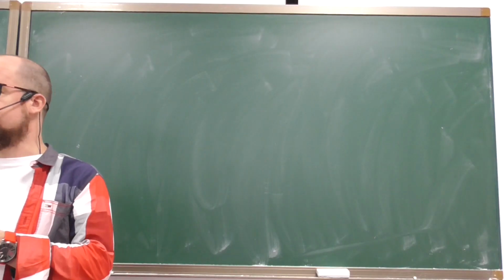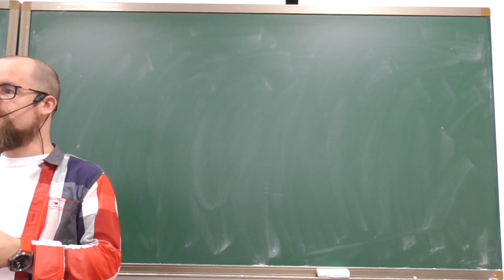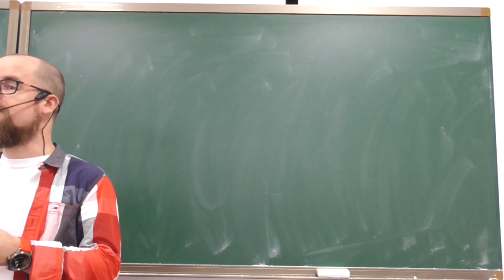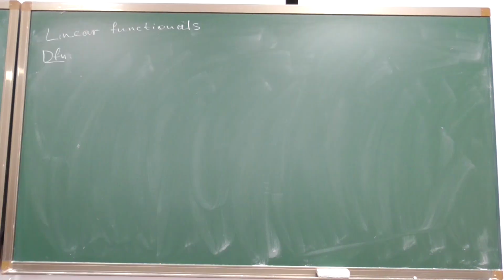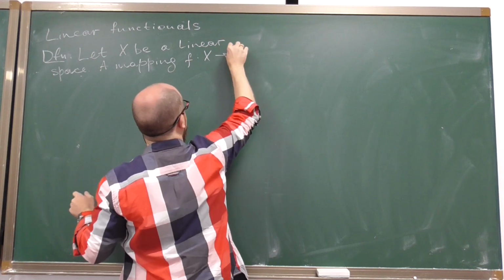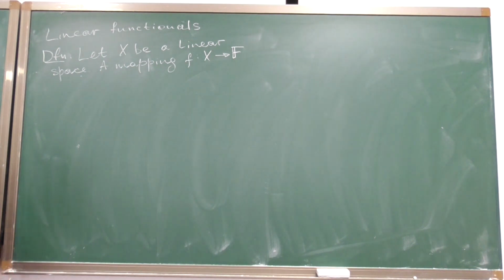In the previous lecture we considered the linear operators. Today we will consider a special type of linear operators called linear functionals. So let us start with the linear space and consider a mapping from this linear space into the field of scalars. Let's go with the general field of scalars, although for F we either take real numbers or complex numbers.